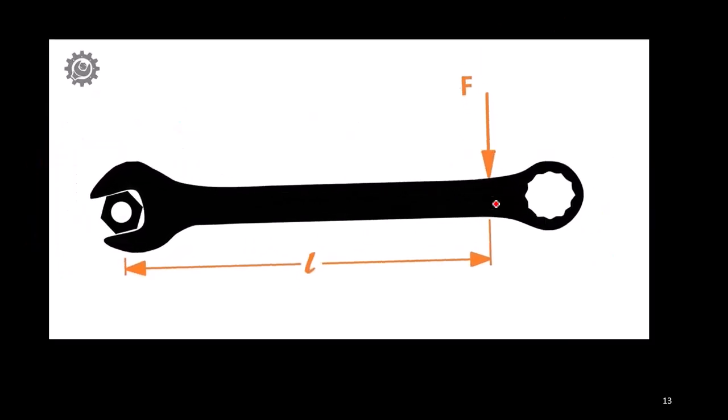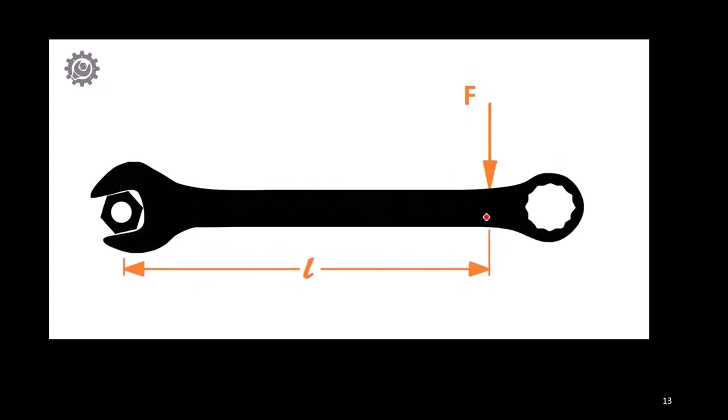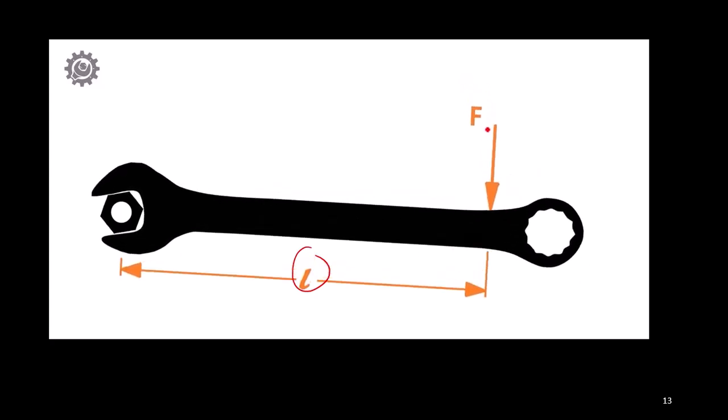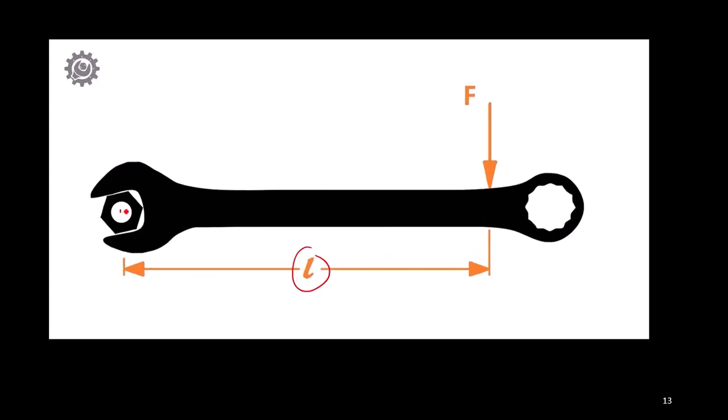Similarly, the case of a spanner. So you want to open this nut, and for that you are using a spanner. The spanner has a long handle, so the L value is more. Then we apply a low amount of force, since the turning moment about this point O is less.